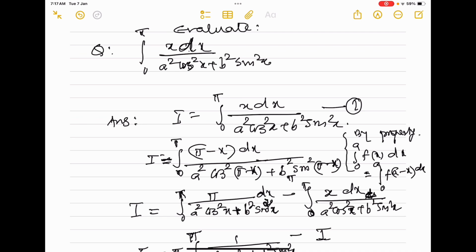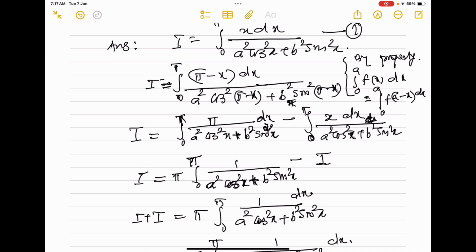Then we apply the result: integral 0 to a of f of x dx equal to integral 0 to a of f of a minus x dx. So I equal to integral 0 to pi of (pi minus x) dx divided by a square cos square (pi minus x) plus b square sin square (pi minus x). Then we split this into two terms: pi by the denominator, minus x by the denominator. That is, integral 0 to pi dx by a square cos square x plus b square sin square x, minus integral 0 to pi x dx by a square cos square x plus b square sin square x.